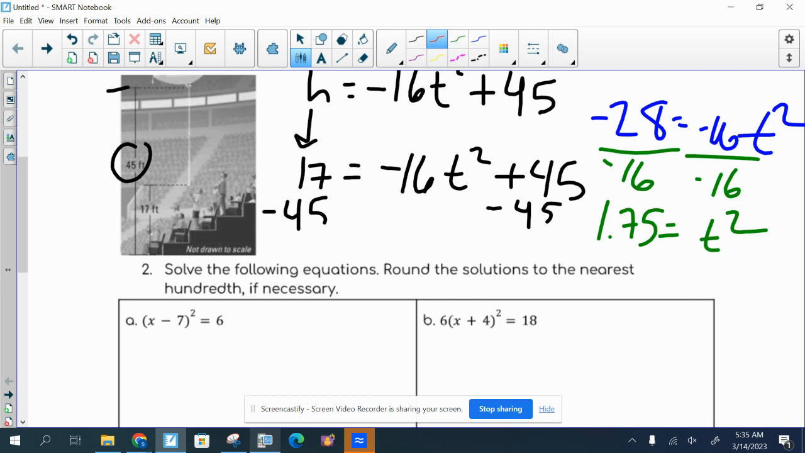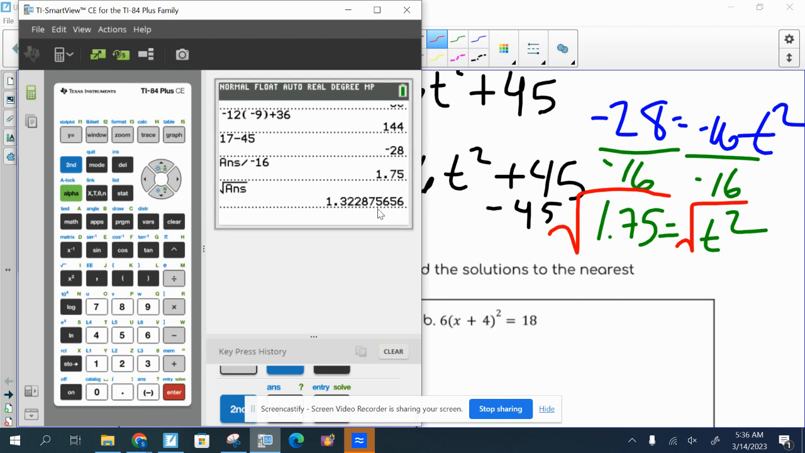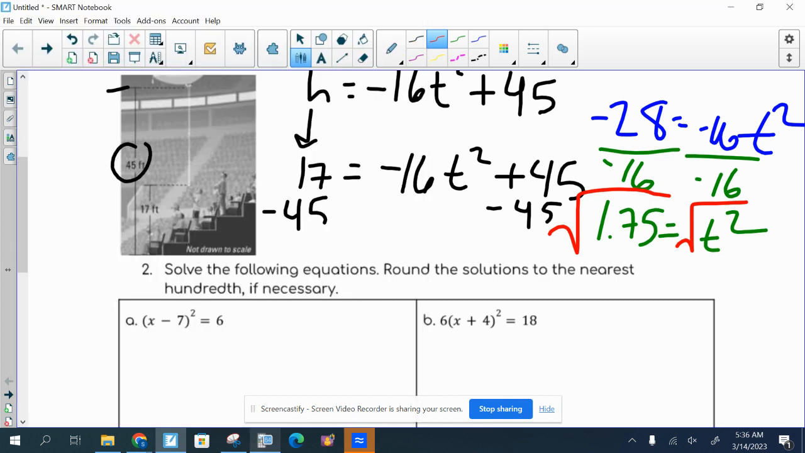And then to undo the square, we're going to take the square root. Now, normally when you take the square root when you solve, you do plus or minus, but here we can't have negative time. So we're just going to take the positive version. So square root of the answer, and I know some people don't know where the answer button is or that it exists. The answer button is right here with the negative sign. So instead of typing in 1.75, you can just press second, answer, and then it says 1.32, let's do 2 decimal places, 1.32 seconds. All right.